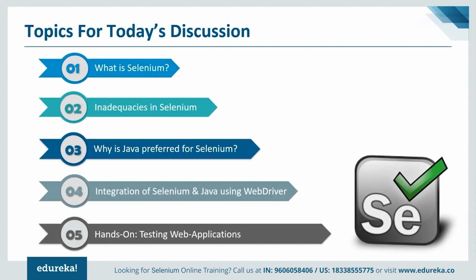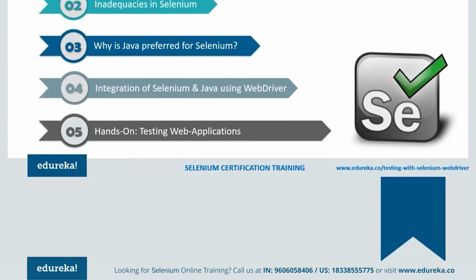I've chosen Amazon.in, and the few features would be, say, drop-downs, shifting of tab control from one tab to another, identifying web elements, among quite a few others. So this is the agenda for today's session. So let's move ahead now.